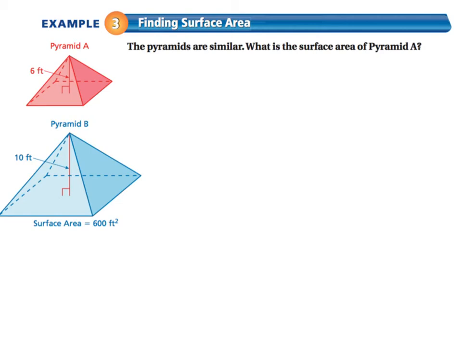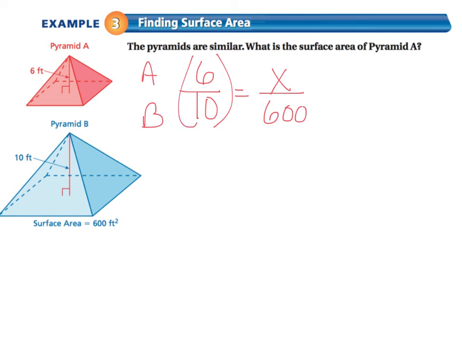So in example 3, we want to know, what is the surface area of the pyramid? If pyramid A has a height of 6, let's write that as a ratio, height of 6 to pyramid B's height, which is 10 feet. So this is A, this is B. Now, what is the surface area of pyramid A? We don't know it. Surface area of B is 600, but wait a minute. What do we have to do? Remember, we take the ratio and we square it. So that gives us 36/100 equals x divided by 600.